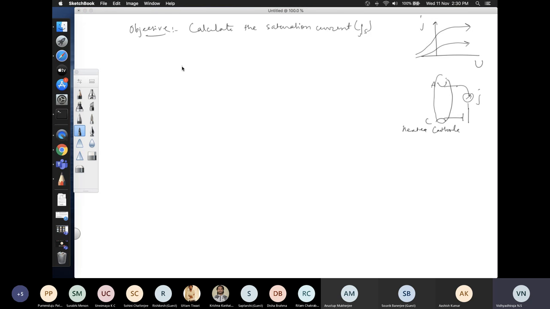Good. So to calculate this, I want to know what is the current density. And the current density can be very simply calculated as Jx. It's just given by e by V times the sum over k of vx(k).